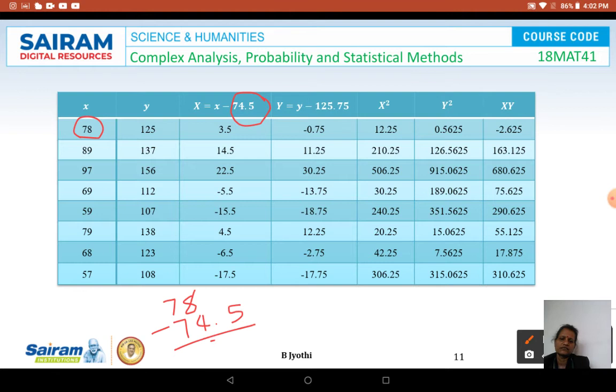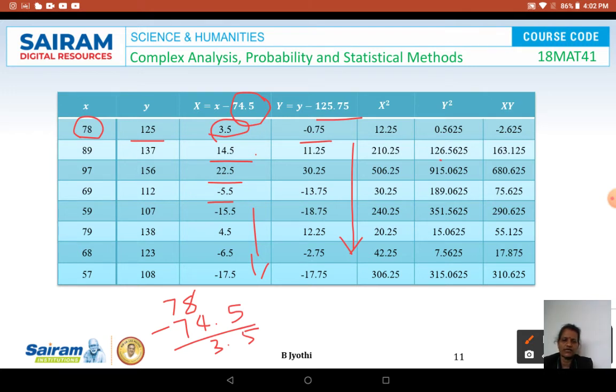Which gives us 3.5. So this is what has been written. Similarly, 89 minus 74.5 gives 14.5, next 22.5 and so on. Similarly, y values are calculated. That is 125 minus 125.75, which gives us minus 0.75, and this will be calculated again. And as usual, we will do the x square, y square and x into y.